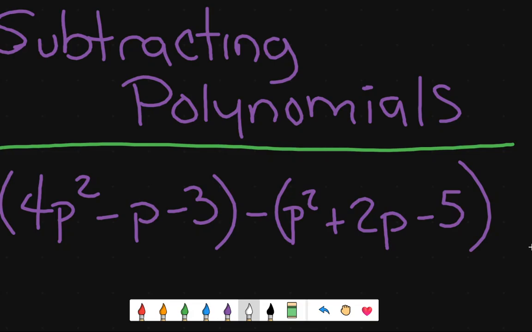This mini lesson will go through the steps of subtracting polynomials. So if we look at the first set of polynomials, we have 4p squared, or 4p to the second power, minus p minus 3, subtracting p squared plus 2p minus 5.